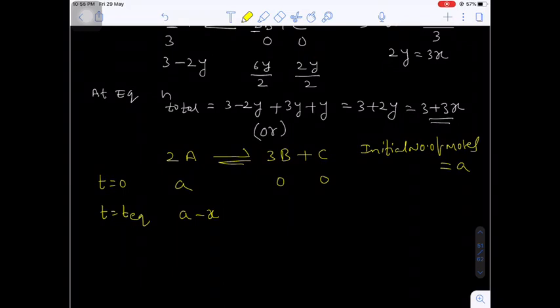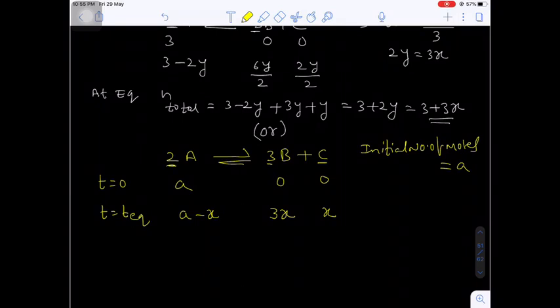Remember, this X is not the DOD. In the above question X is the DOD, but here X is just the moles dissociated, otherwise Y moles dissociated, otherwise Z moles dissociated. Now how many moles of product will be formed? What is the stoichiometry of B? 3, so write 3x here. What is the stoichiometry of C? 1, so write 1 into x.